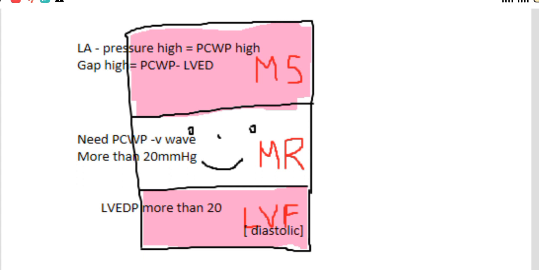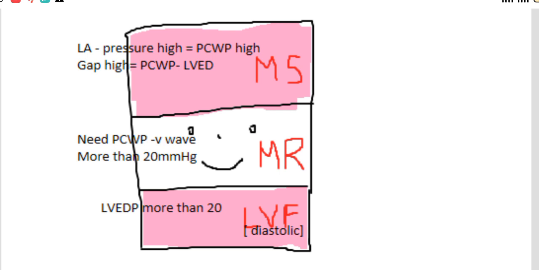So left atrium to the left ventricle, blood is flowing through the mitral valve, so left atrial pressure will be high. I told previously, left atrial pressure is usually equal to the pulmonary capillary wedge pressure, PCWP, so PCWP will also be elevated. That is the one thing we can see, high PCWP.